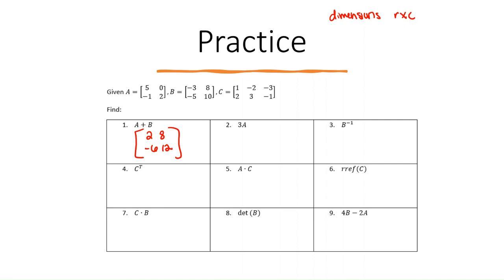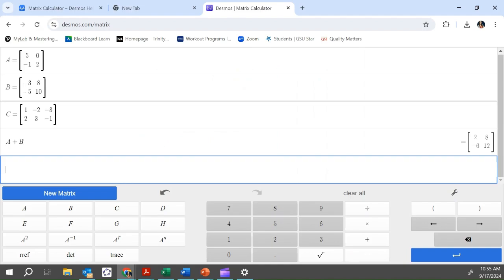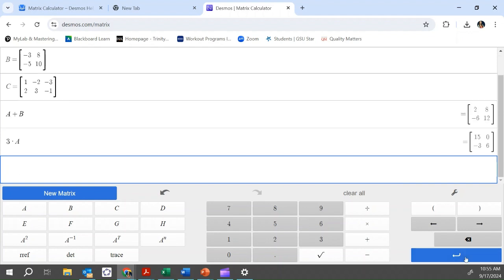Next thing you want to do is scalar multiplication. So we want to multiply matrix A by 3. So I'm going to do 3 times matrix A. And everything in matrix A should be multiplied by 3, making 15, 0, negative 3, 6.